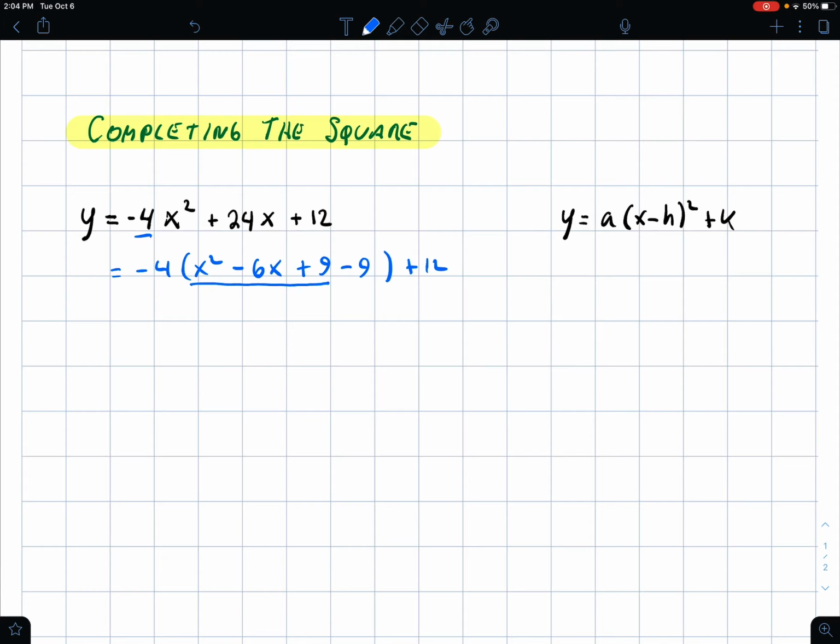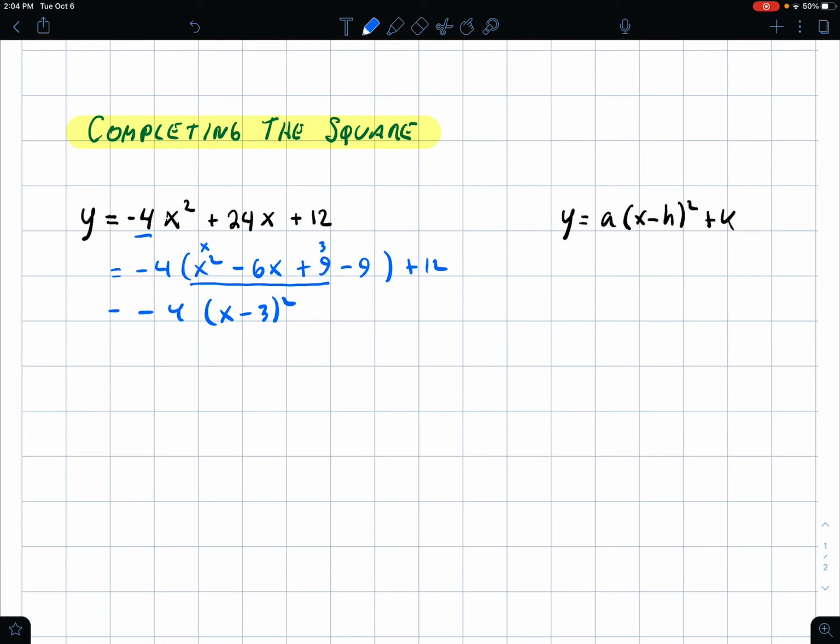I go through the factoring tree, and I say, are there two terms? No. Are there three terms? Yes. Is the first term a perfect square? Yes. Is the last term a perfect square? Yeah, that's a 3. Multiply them together, that's 3x, and 3x twice gives me 6x. So therefore this is a perfect square. This is x minus 3 squared.